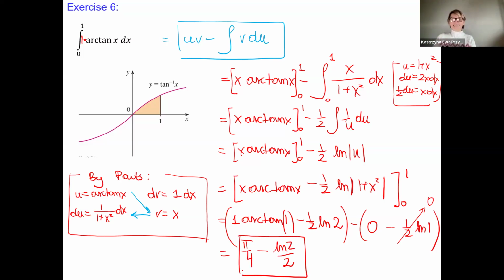Okay, really nice. Yes, nice answer. And the value must be positive because we can see it's above the x-axis. Yes, really nice integral. This integral is really nice, and it's good for the exam. It's good because it includes a couple of concepts.